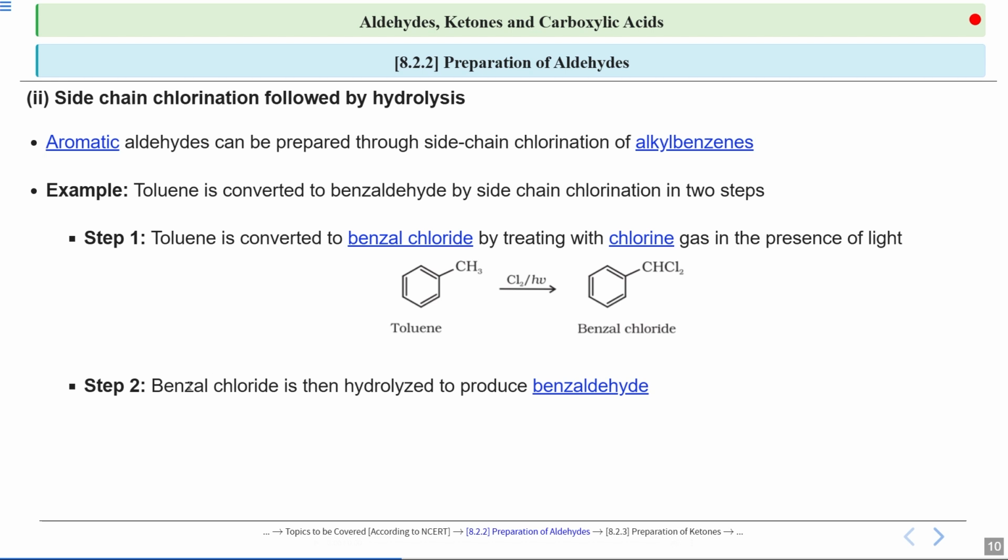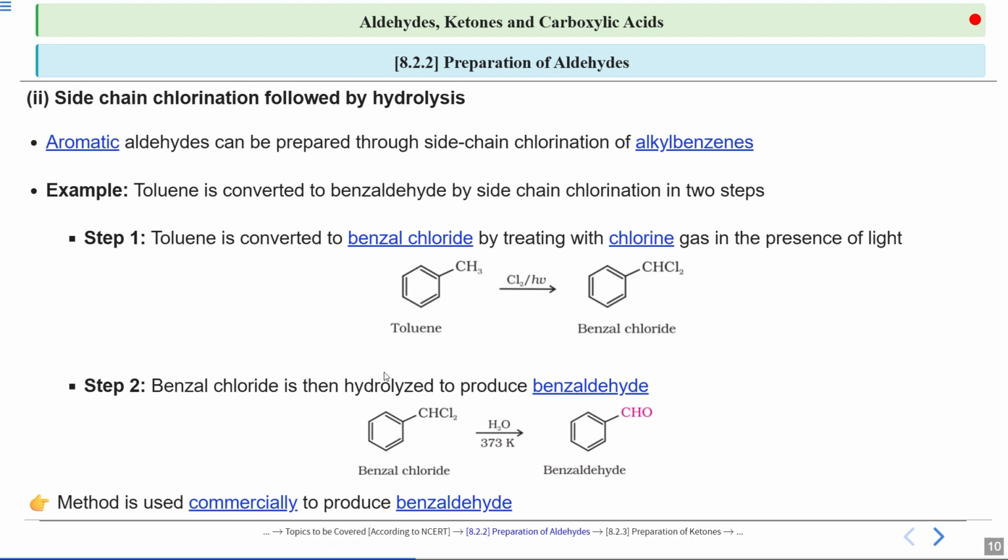Now what happens in step 2? In step 2, the benzyl chloride is hydrolyzed to produce benzaldehyde. You will see the reaction: this is benzyl chloride, and when you hydrolyze it at a temperature of 373 Kelvin, finally you will get the product, which is benzaldehyde. So this was using side chain chlorination.